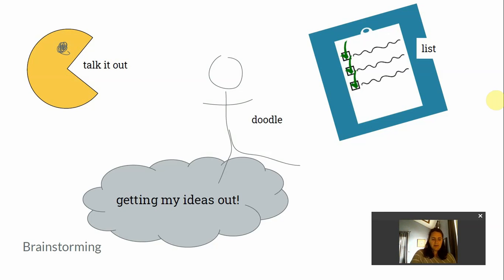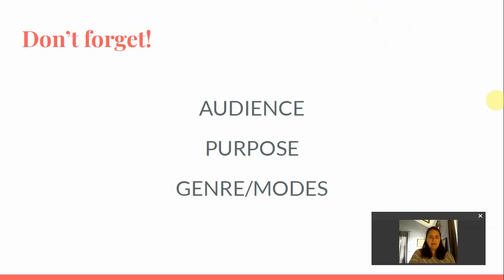So I have an example here of some of my brainstorming. It's not a great example, but this was what I did for this particular video lesson. And you can see it's just a bunch of different words and ideas and arrows and clouds and things that I'm thinking about. Keep in mind your audience, your purpose, and the genre and modes that you're going to be using because they do have an impact on what you do need to include in your outline.